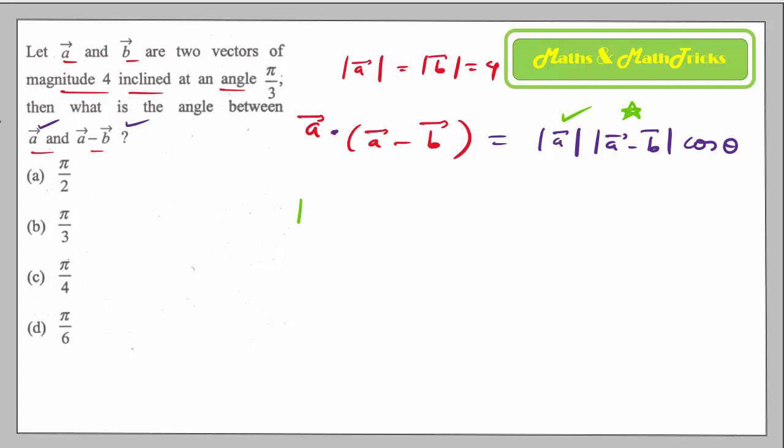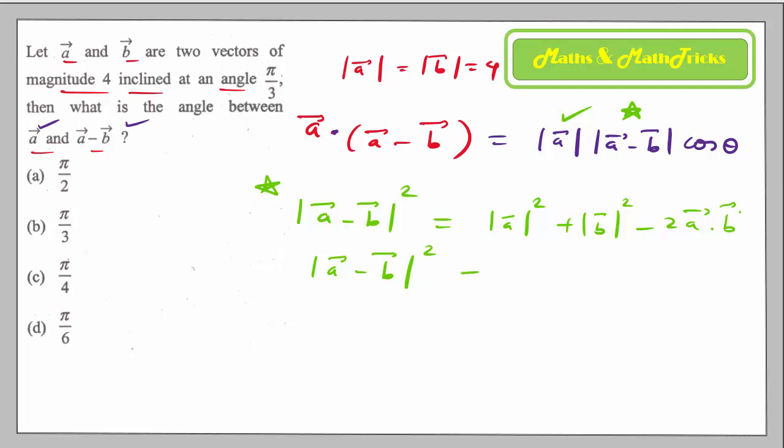To determine that, you can use this formula, magnitude of A minus B whole square. It's magnitude of A square plus magnitude of B square minus 2A dot B. Some formulas are there, you must revise them. So this is the formula of magnitude of A minus B, the whole square. This formula is actually a dot product between A minus B and A minus B. So when you expand that, you will get this. Okay, so this is what you have. So now you can evaluate this magnitude of A minus B, the whole square, equal to magnitude A square 16, magnitude B square 16 minus 2A dot B.